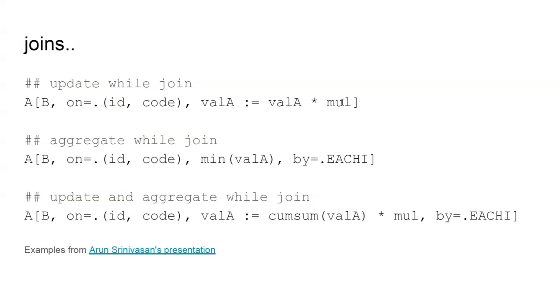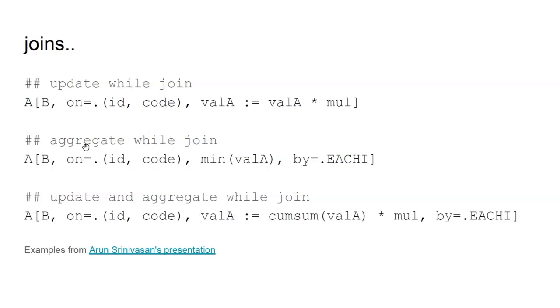We just take out the value of the mul column from the second table, and we use it as an operation to transform the data that are already in our first data table. So we again join on the ID and code columns and change column valA to be valA times mul. So it can be some multiplier value that was meant to be used, and it's specified for each ID and code.